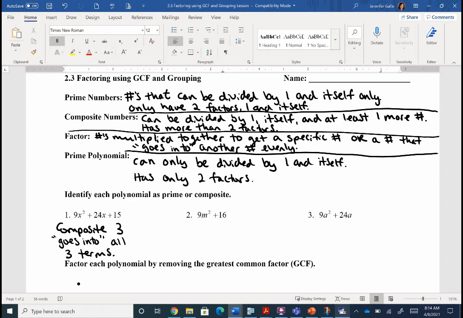Now, as you look at question 2, 9 and 16. Do I have a number that can go into both 9 and 16? What do you think? No. No matter how hard we try, we're not going to get one that goes into both. And then the other thing we have to look at, do I have a variable that's common to both of those? No, I've got an m squared and nothing. So this one would be considered prime.